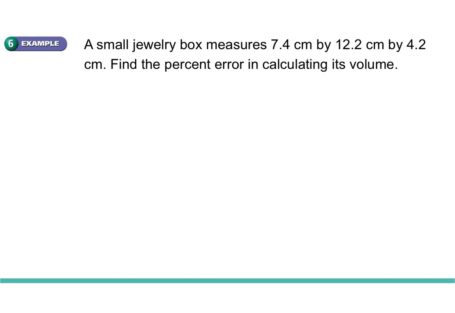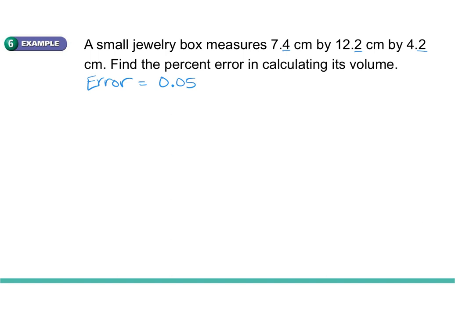Right, example 6. A small jewelry box measures 7.4 centimeters by 12.2 centimeters by 4.2 centimeters. We need to find the percentage of error in calculating its volume. Okay, so first we need to find the percentage of error. Well, again, these ones are all to the 10th place. So half of a 10th place is going to be 0.05.